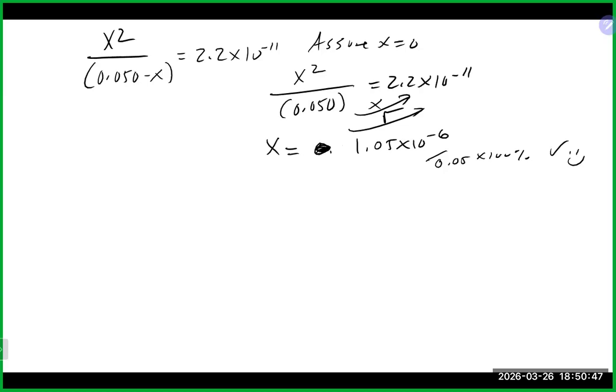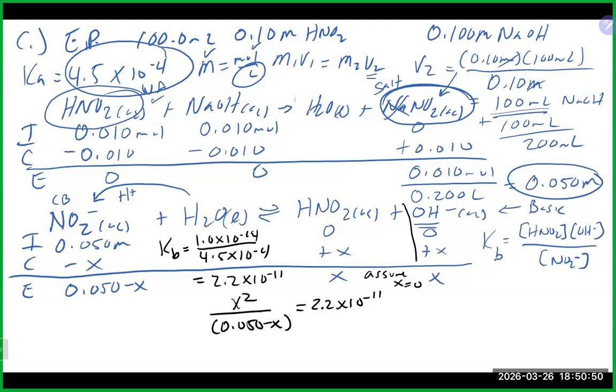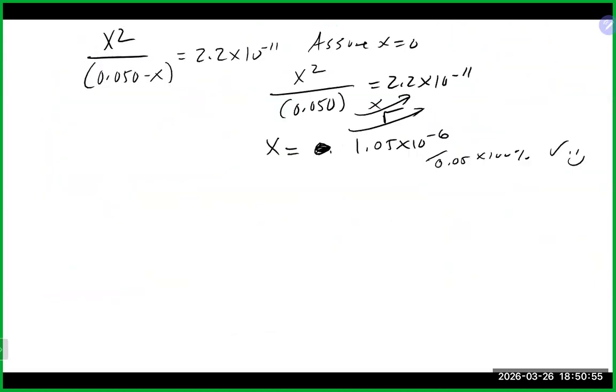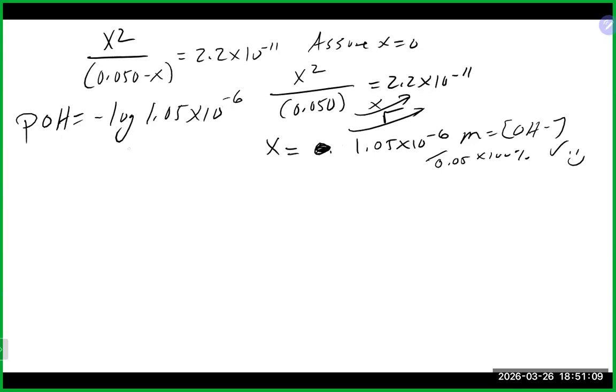A reminder, when you look at the ICE table, that equals the hydroxide concentration, not the H plus concentration in this case. So that's going to be our hydroxide concentration. That allows us to go into our pOH, which is minus the log of 1.05 times 10 to the minus 6, and that's going to get us a 5.98 pOH. And obviously, we're just going to take 14 minus that to get to our pH, which should be basic, hopefully.